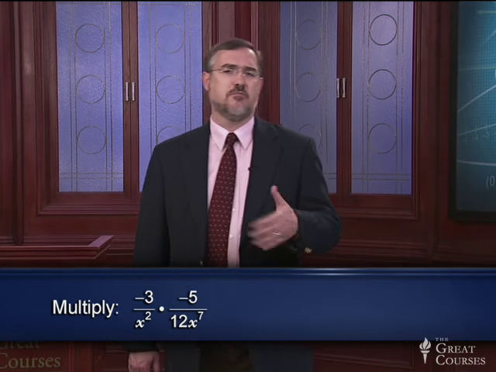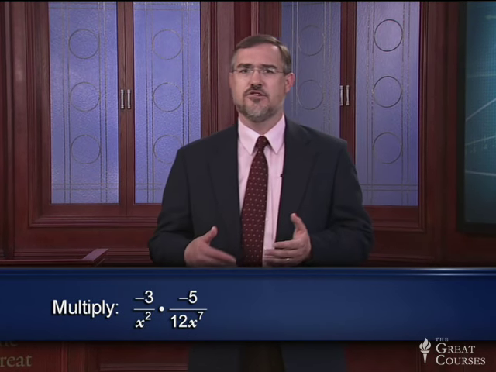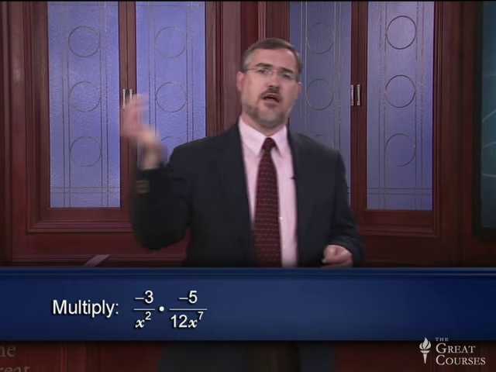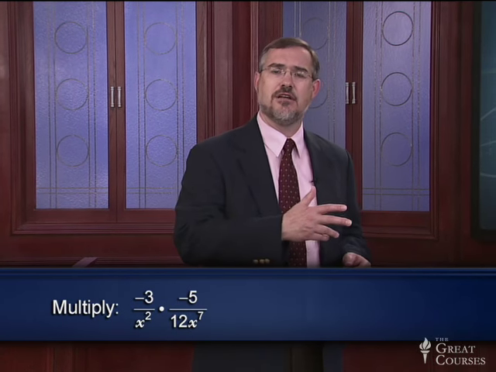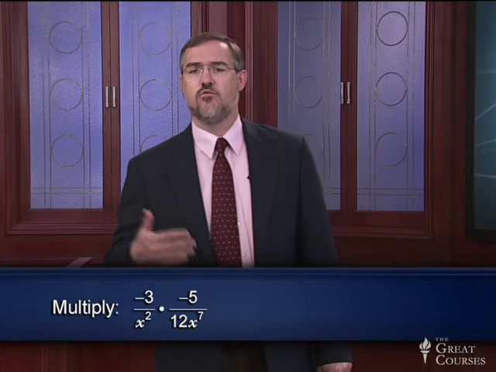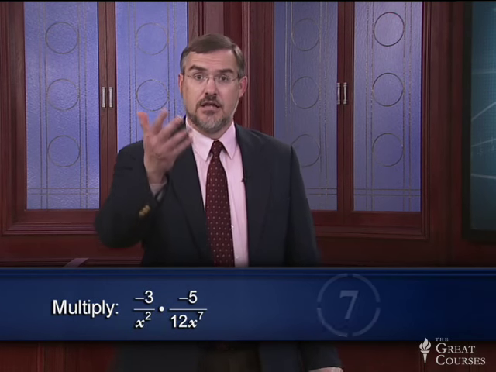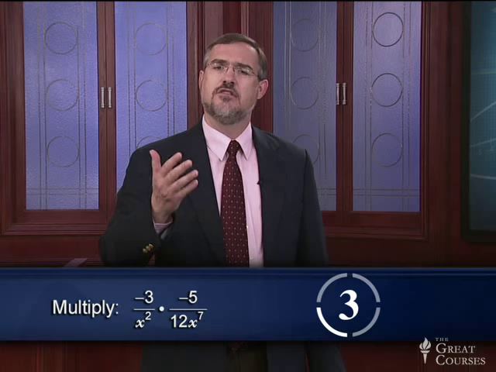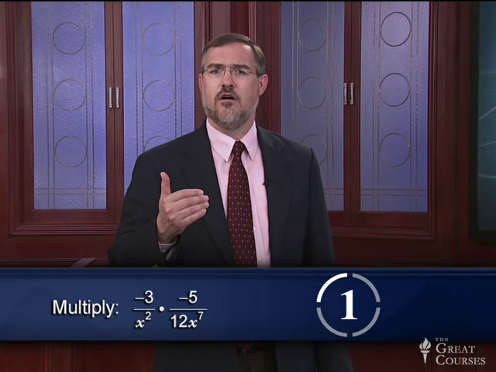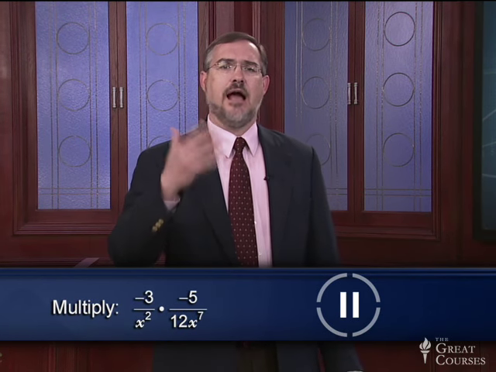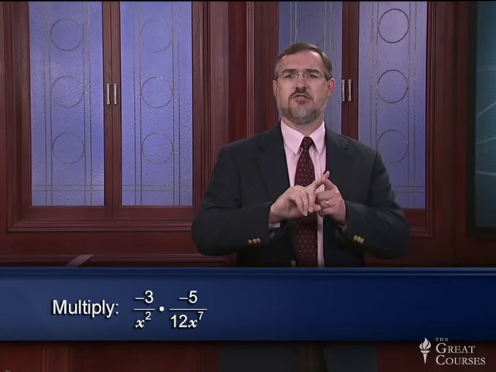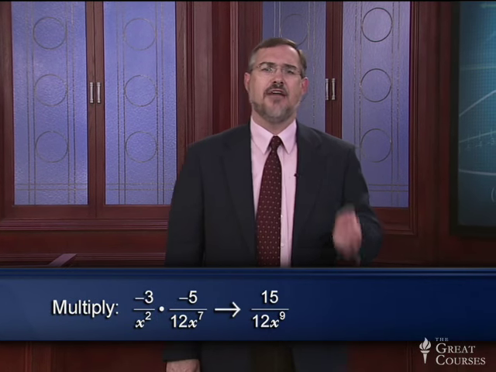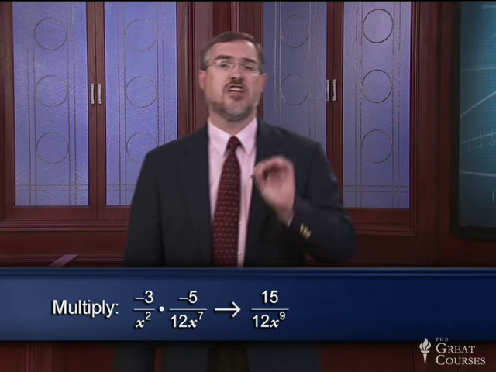Well, as we've seen with the multiplication of fractions that just have numbers, all you have to do here is multiply the numerators and the denominators, and then just perform any reductions that are possible. So let me suggest you try it yourself. Multiply negative 3 over x squared times negative 5 over 12 x to the 7th. Now after you've done that, the negative 3 times the negative 5 will become a 15, and that'll get divided by 12x to the 9th.